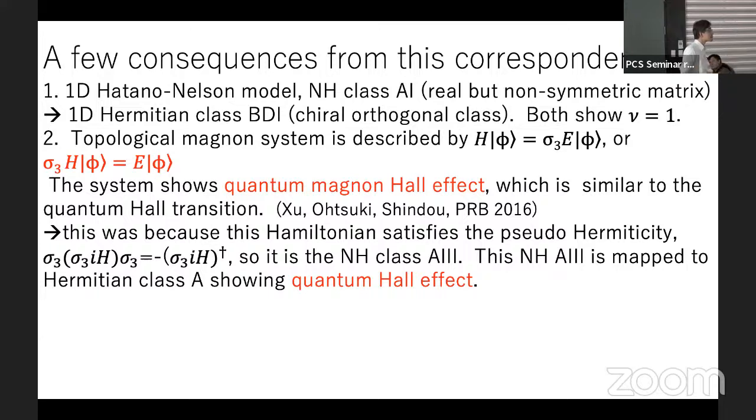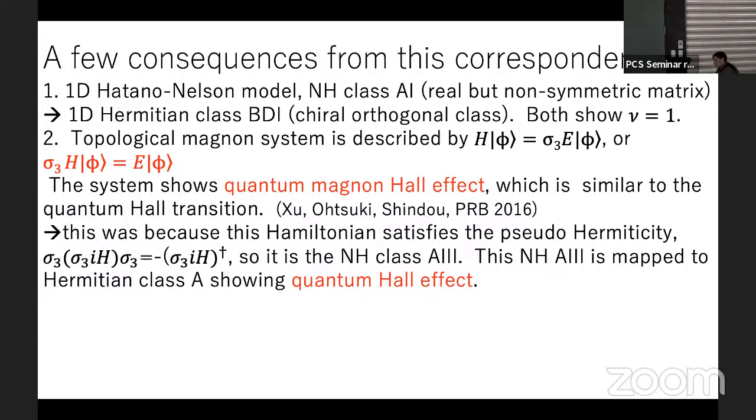And that is the quantum Hall transition. And we know that this exponent and that exponent for the quantum magnon-Hall effect and the exponent of quantum Hall transitions were similar. And we didn't know why. But now we know why.